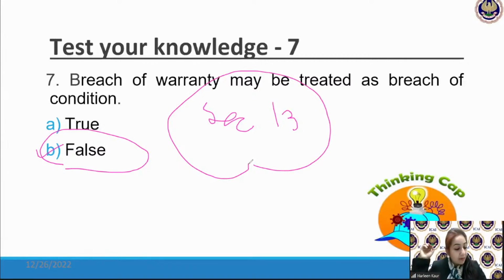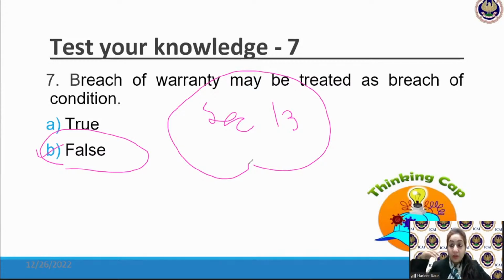Somebody is asking, ma'am, can we only claim the damages? Yes, in breach of warranty, you can only claim the damages. You cannot claim the money back. Mr. Abhishek Vishwakarma, that's correct. You can only claim the damages in case of breach of warranty. Breach of warranty can never be treated as breach of condition. Can you say that the horn is not working, I want to replace the entire car only? No, you cannot say that. That is only damages, or the horn replacement can be done.